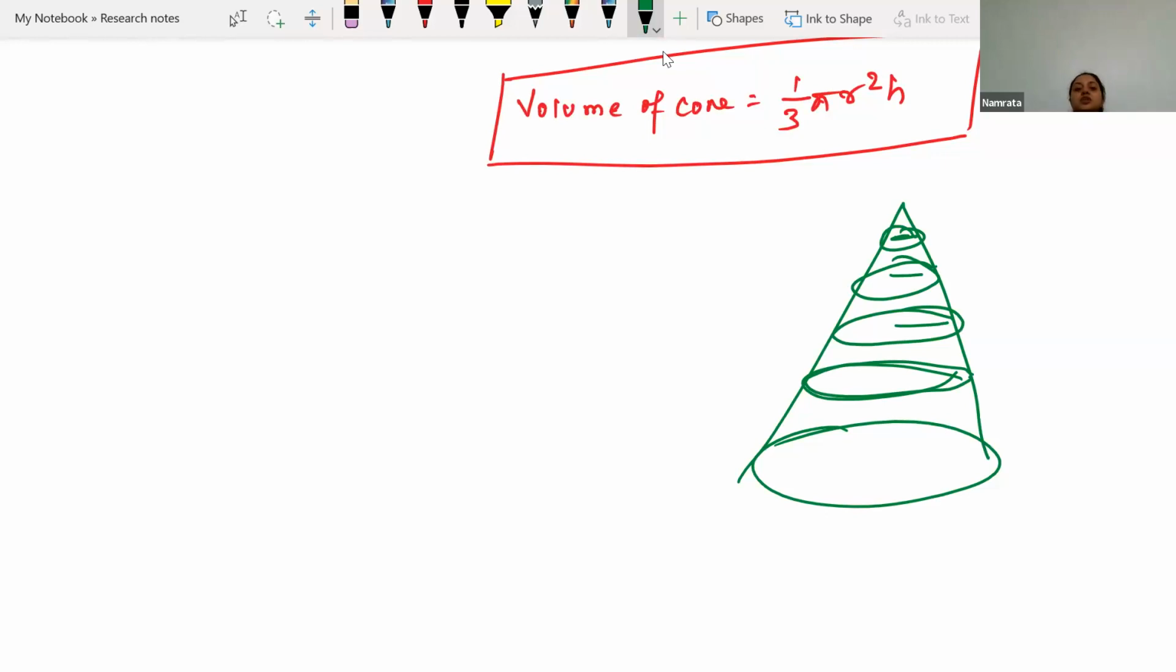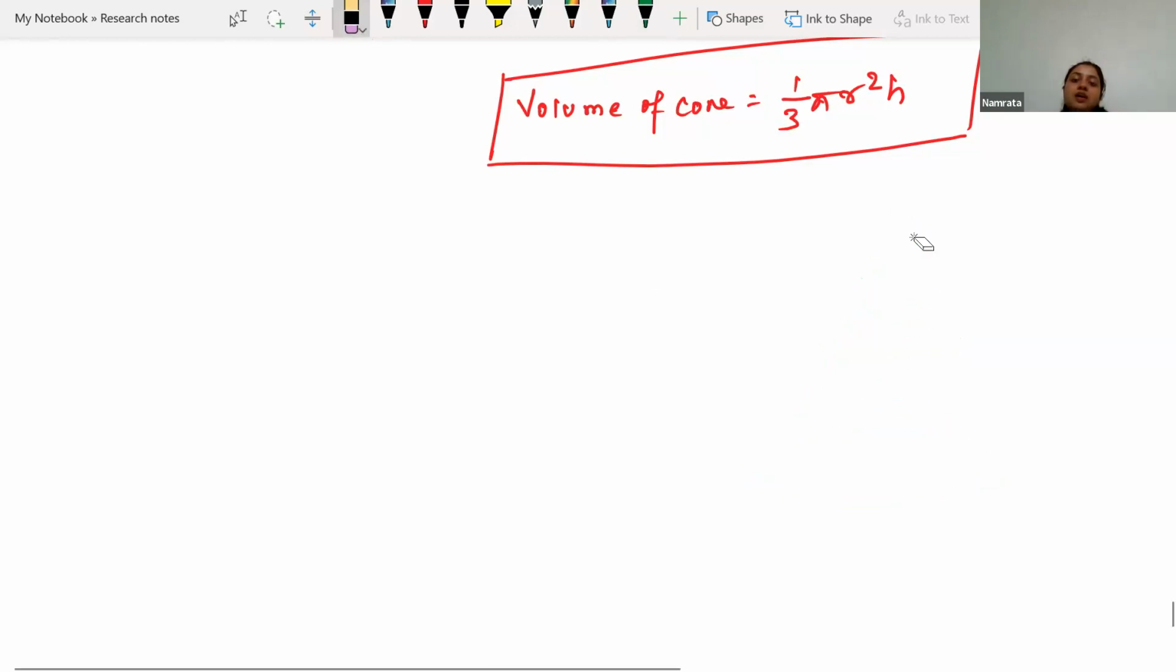This is the conical shape. So if we are saying that the bigger cone has radius r, then we cannot say the smaller cone also has radius r. Here we need to know one relation: we will have similar triangles.